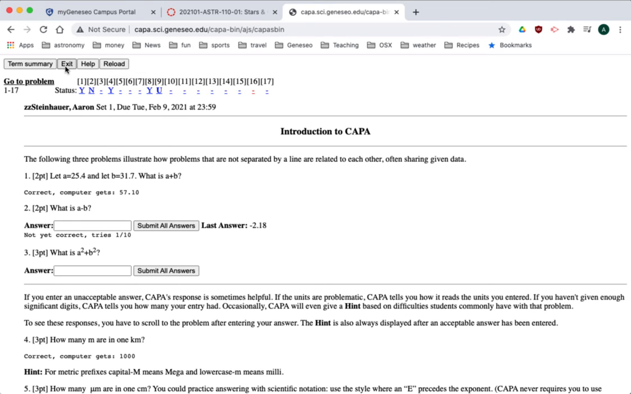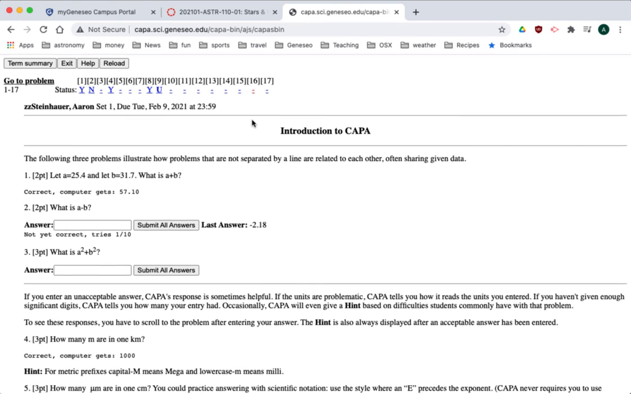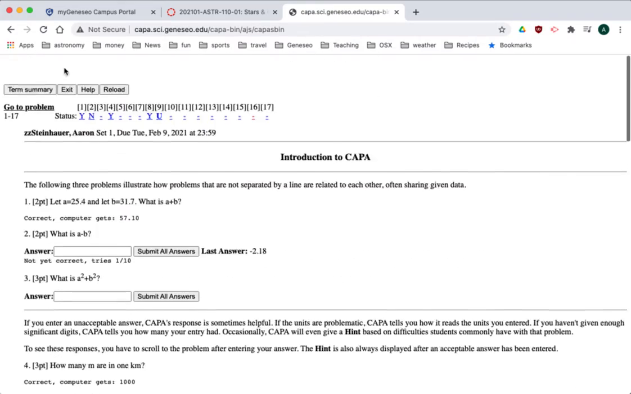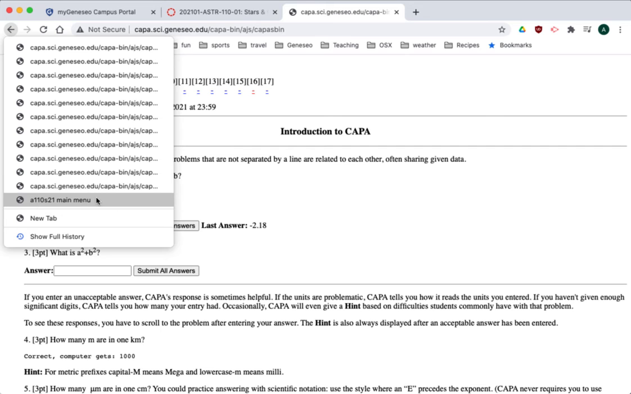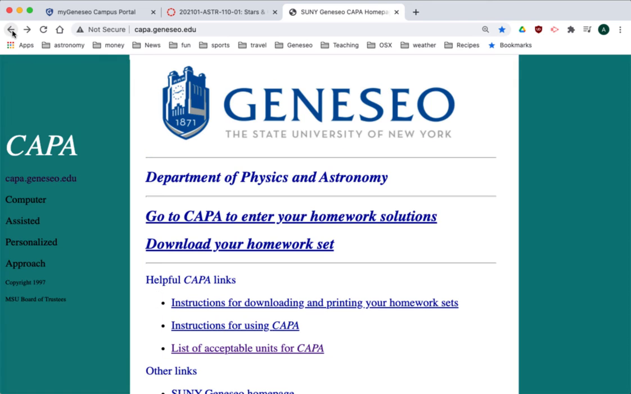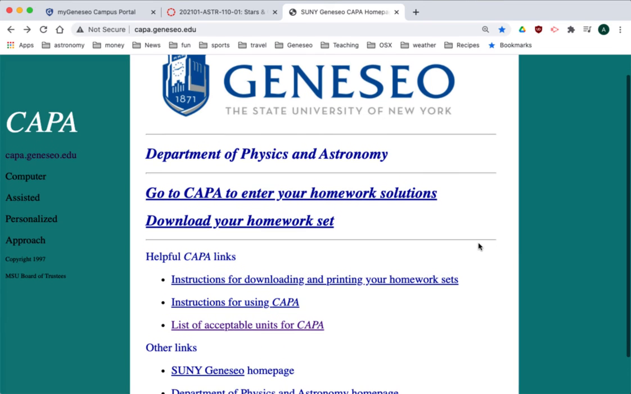A couple of other things I want to show you about the CAPA system, but that should be the logistics and the nuts and bolts of how this CAPA system works. I'm going to exit out of this particular thing, even though that didn't do anything, weirdly. Okay, I'm going to click the back button until I get to the main CAPA page and show you a couple of other resources that might be useful to you.